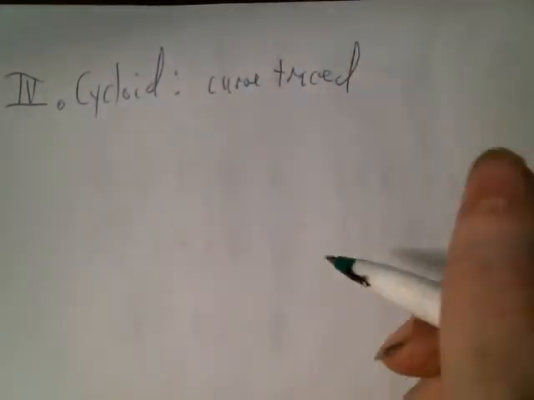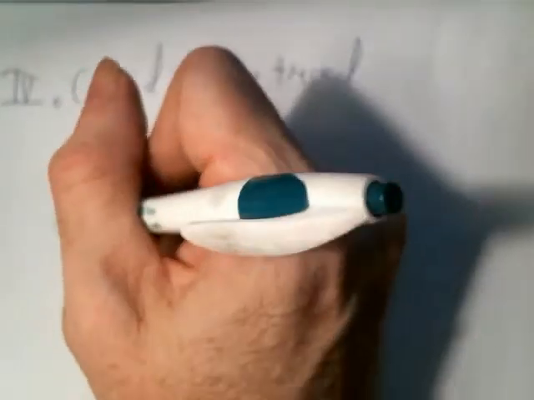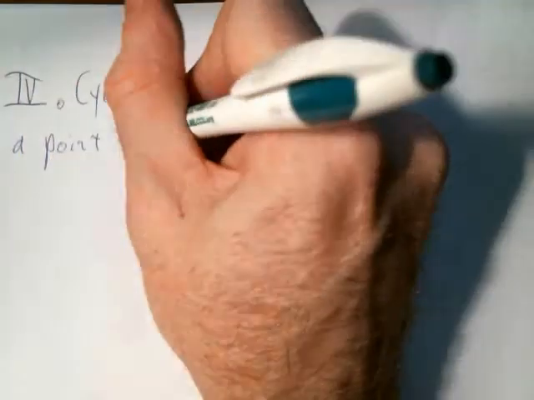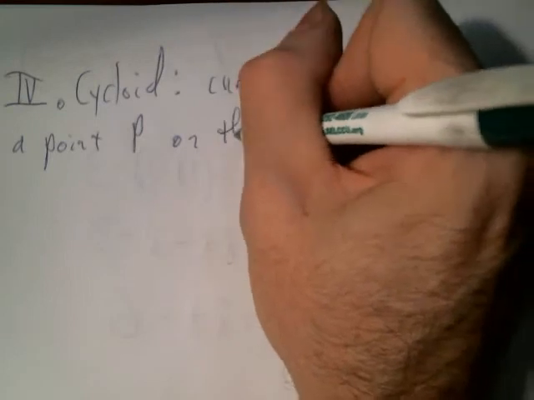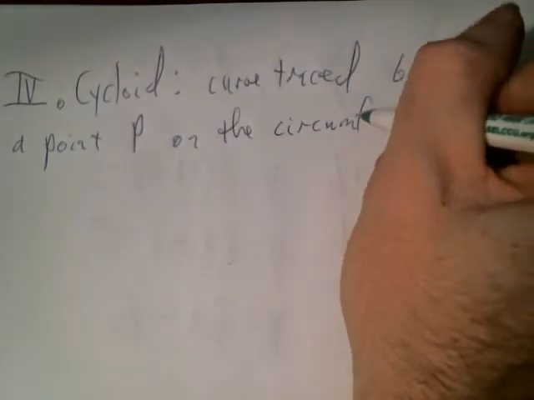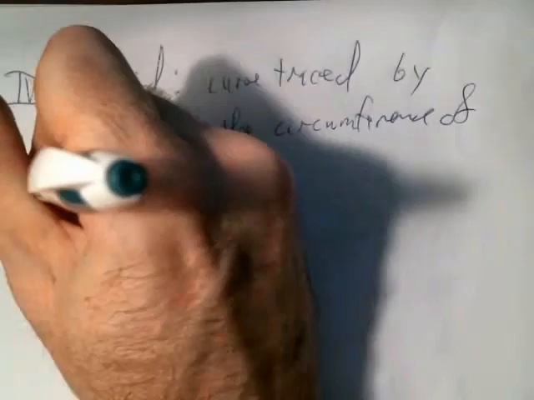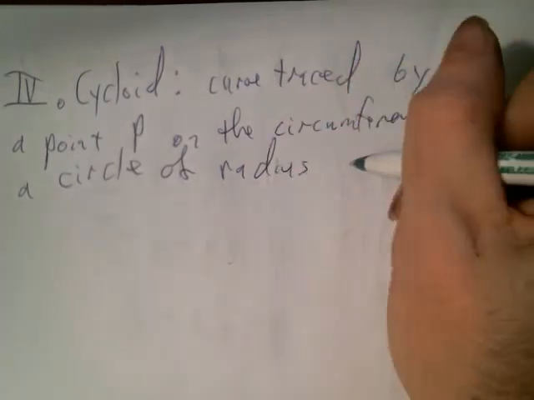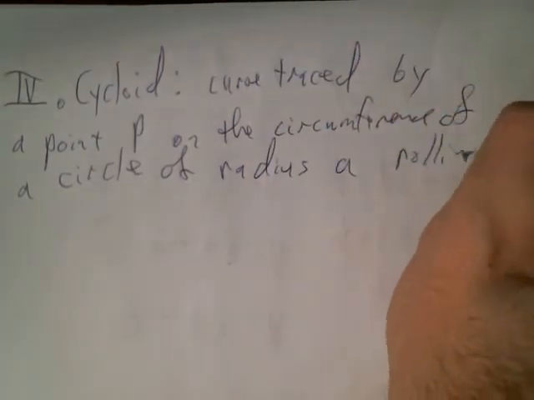You have a curve traced by a point attached to a circle, and the circle is rolling. Okay? So you have this sort of hemispherical object, a curve going on after the fact. So the curve is traced by a point P on the circumference of a circle of radius a, rolling along a straight line.